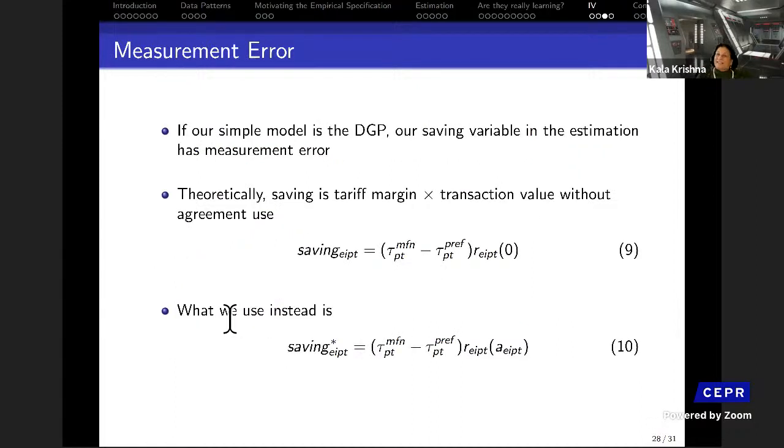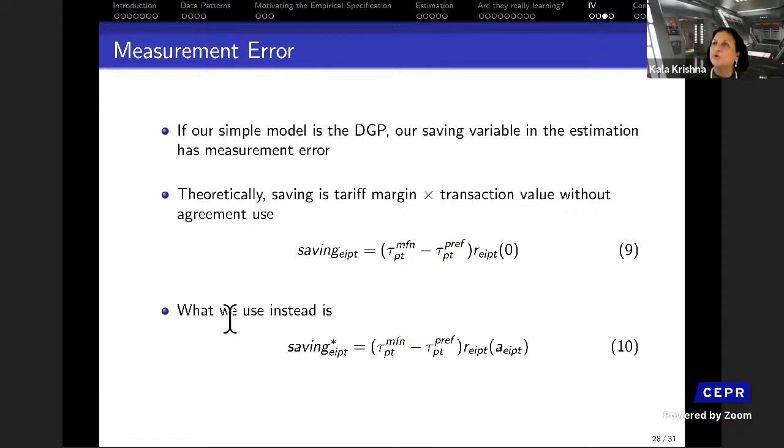Okay. The second thing is, remember I told you what the variable was. It was the difference in the tariffs times R0, which is the revenue or the value of the transaction when you don't use preferences. But what do we actually do? We are using the information on the value of the transaction in the data. Well, if you're using preferences, that will be R1. If you're not using preferences, it will be R0. So there's some mismeasurement here. We should be using R1 when preferences are used and R0 when preferences are not used.